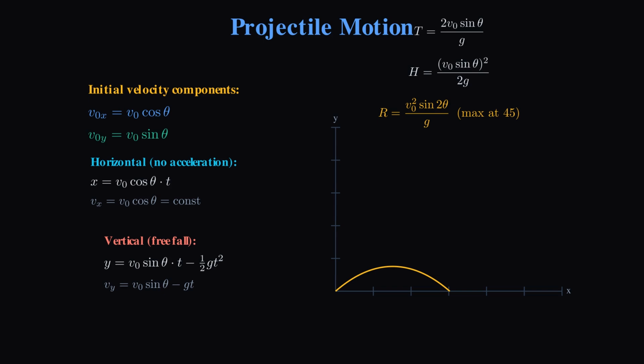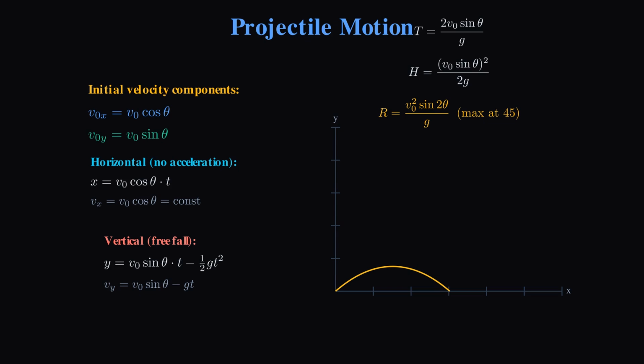Furthermore, any two launch angles that add to 90 degrees produce the same range. A 30-degree launch and a 60-degree launch land at exactly the same distance, though they follow different paths. The 30-degree trajectory is lower and faster. The 60-degree trajectory is higher and slower. Same endpoint.